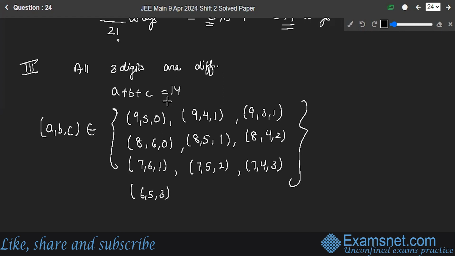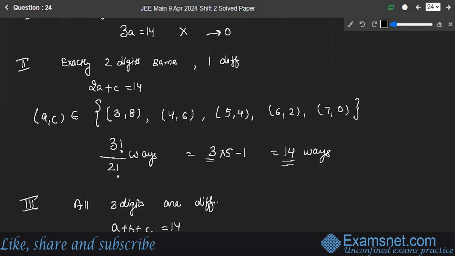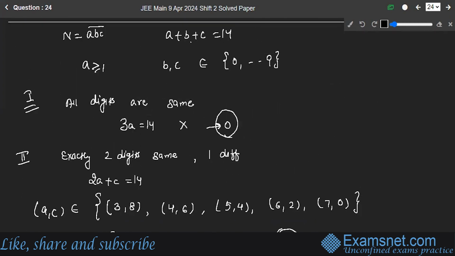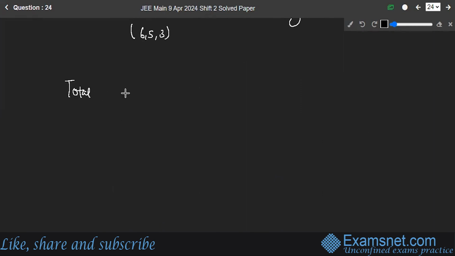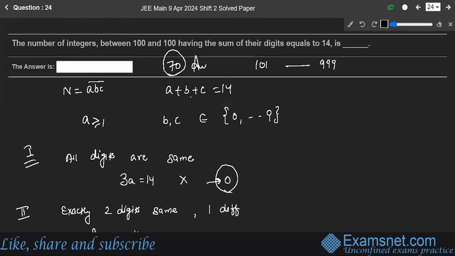Now, how many combinations are such possible? See, first of all, you cannot have a 0 at the first place. So this place cannot be a 0. That means I have the 8 possible pairs which can be arranged in 3 factorial ways, right? And these 2 pairs plus 2 into 3 factorial minus 2 factorial. That's it. It gives you 3 into 6, like this is 48 and this is 8, a total of 56. So total ways, or you can say total numbers, is equal to 56 plus 14, that is equal to 70. This is the answer to the question. 70. Hope you got that.